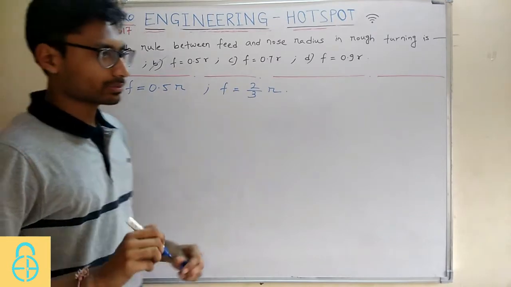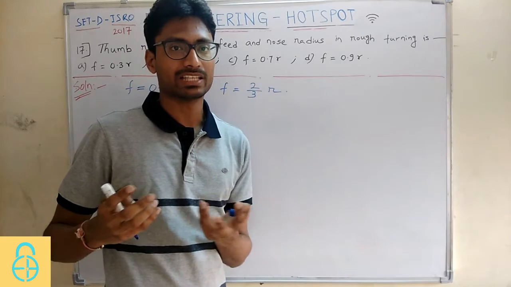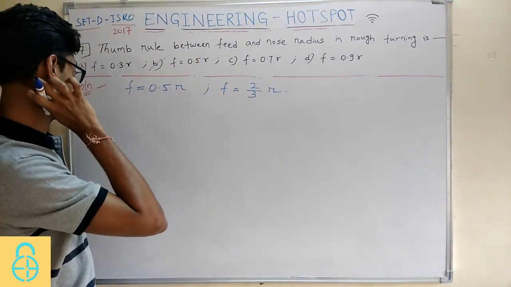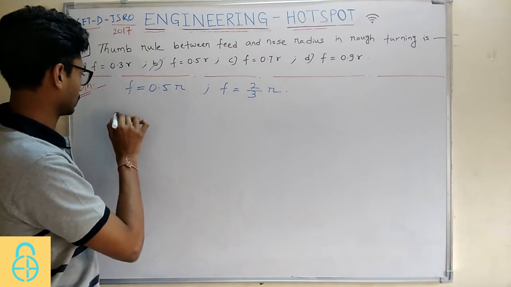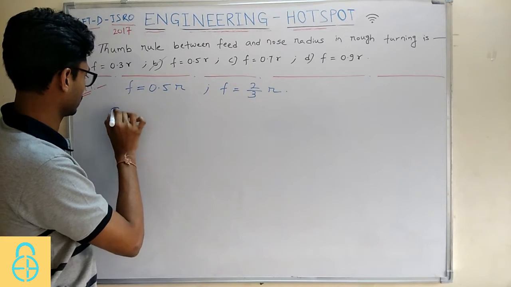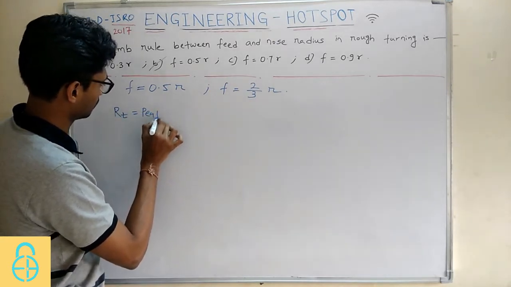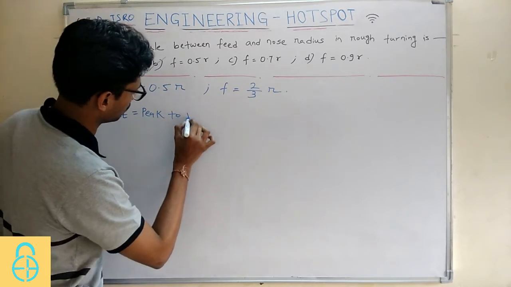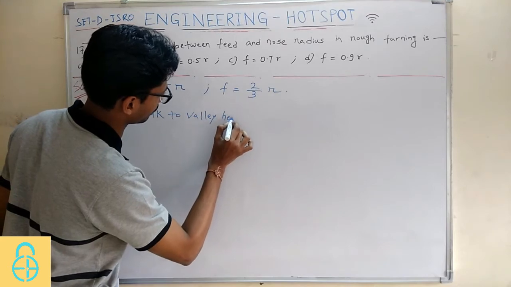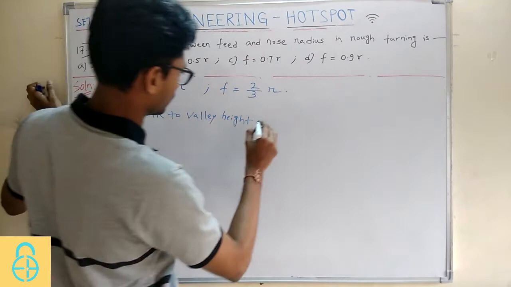But I would like to give some additional information that may be required in your coming exams, when they talk about this F and R. So I would like to say something about the roughness. This is the peak to valley height. It is denoted by RT.